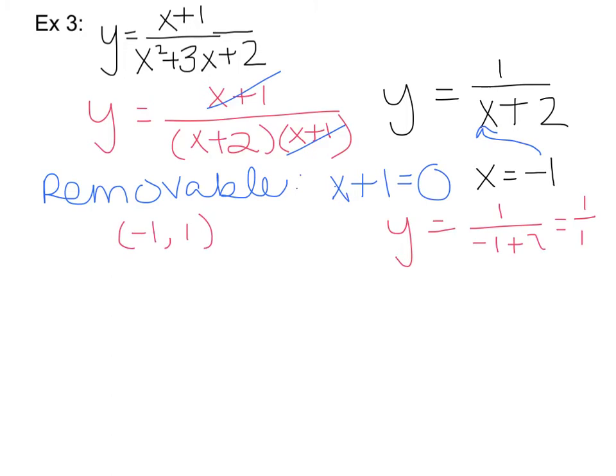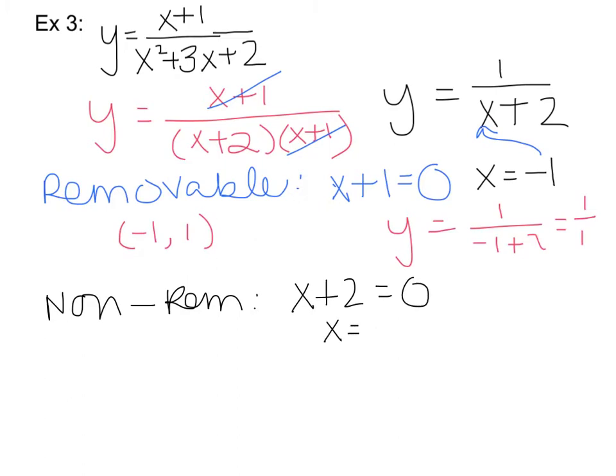Now, since I still have a denominator, that means I also have a non-removable point of discontinuity. So I take my x plus 2, set it equal to 0, so x equals negative 2. That's where my vertical asymptote is. So your domain is going to be affected by the removable and the non-removable point of discontinuity.